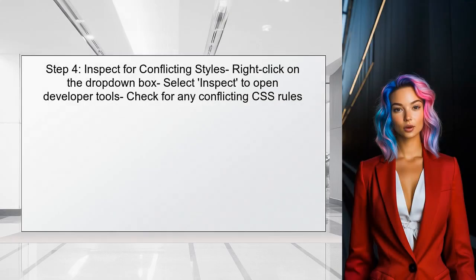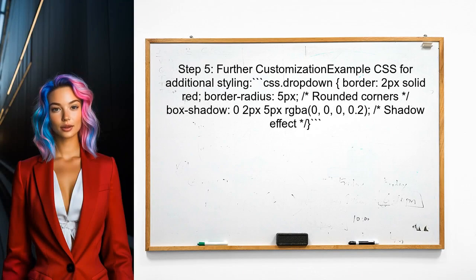If the border color does not change, the user should ensure that there are no conflicting styles. They can use the browser's developer tools to inspect the element. Finally, if the user wants to customize the drop-down further, they can explore additional CSS properties like border radius or box shadow for a more polished look.